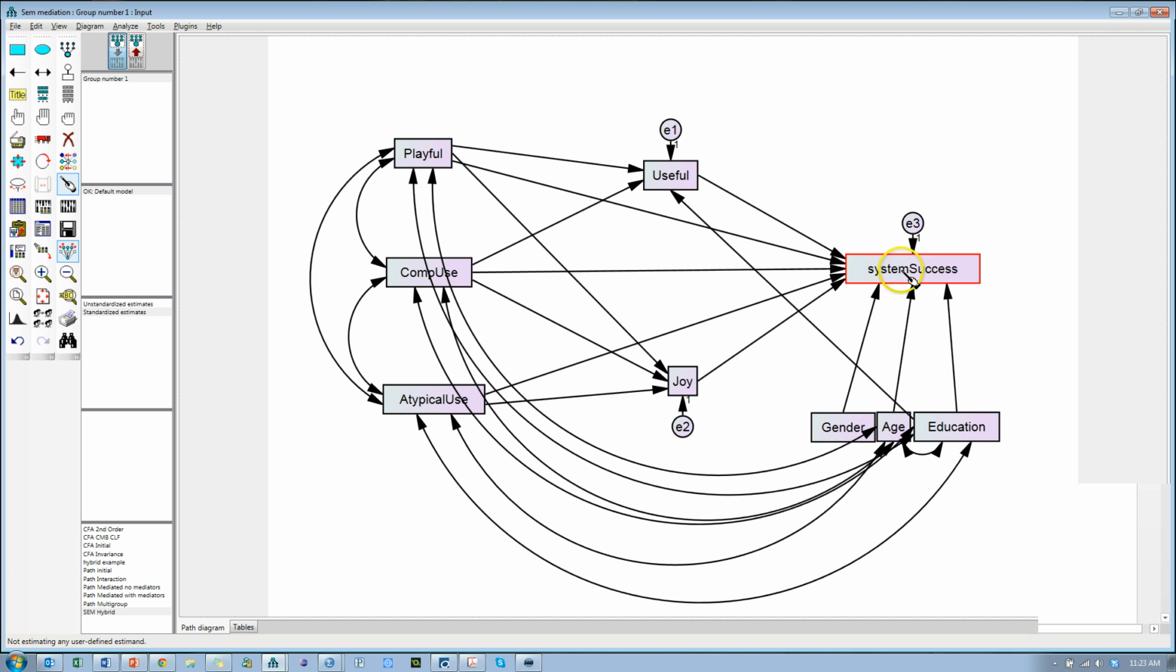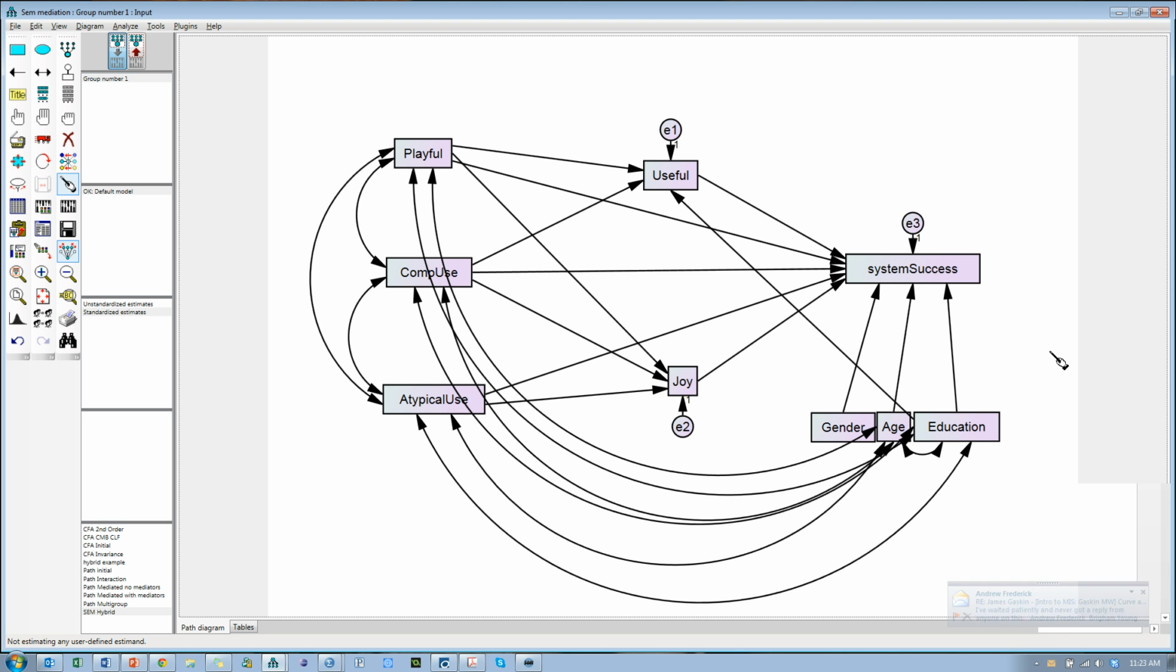Usefulness to system success, that one. So the longer you've used it, the more you perceive it's useful, the more system success you'll derive. You can justify any of that, right? You could probably hypothesize about any of that. So pick a couple and do them.